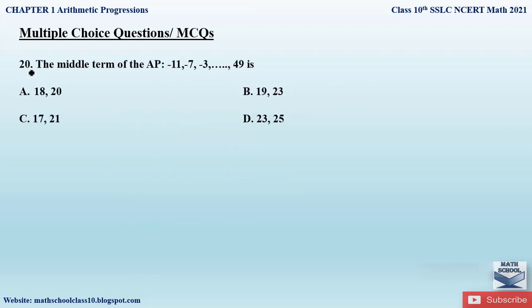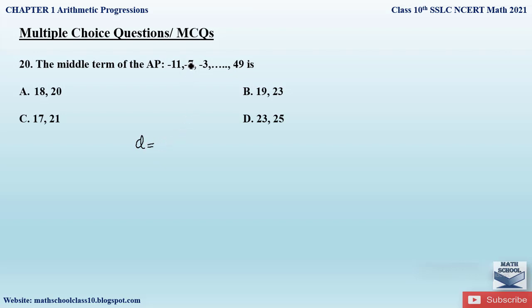Now coming to question number 20, the middle term of an AP, minus 11, minus 7, minus 3 up to 49 is. So again here I am going to show you a simple trick to find out the middle term of a given AP. Since this is an AP, the common difference between the terms will be same or equal, right? So let us first find out the common difference here.